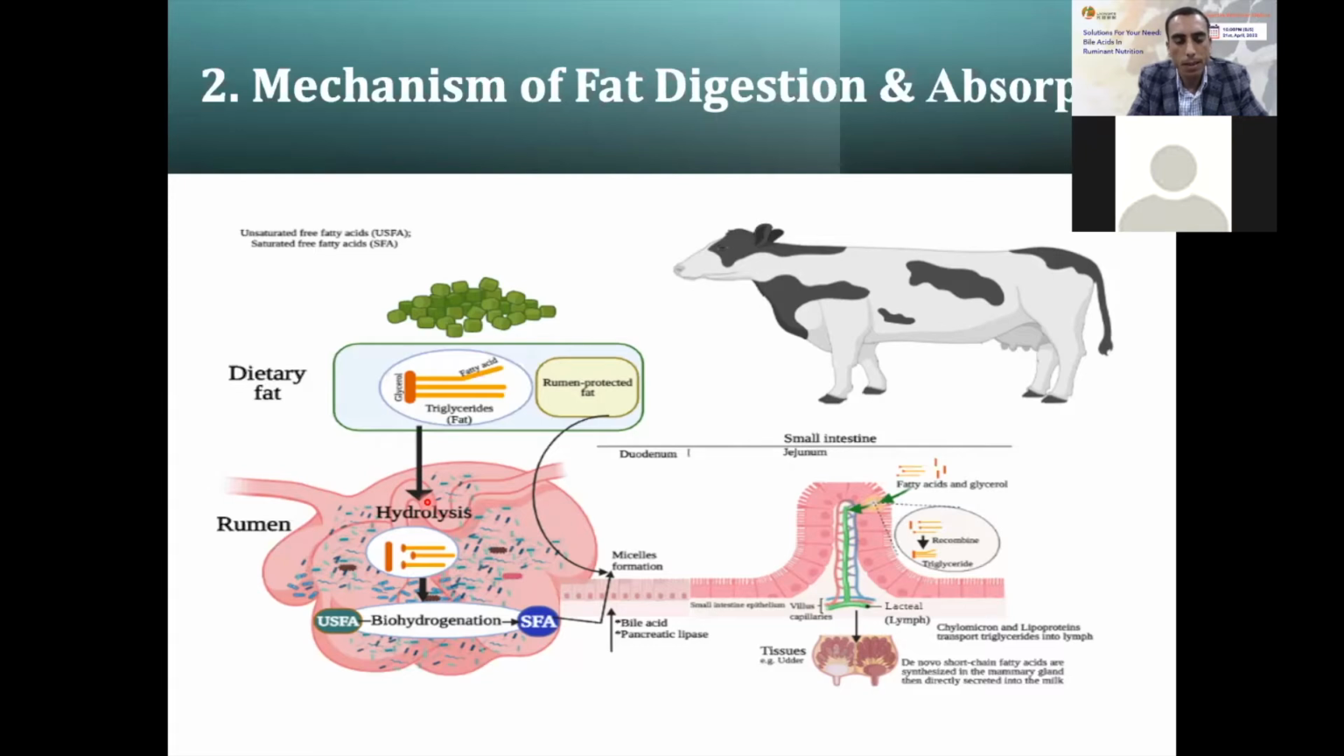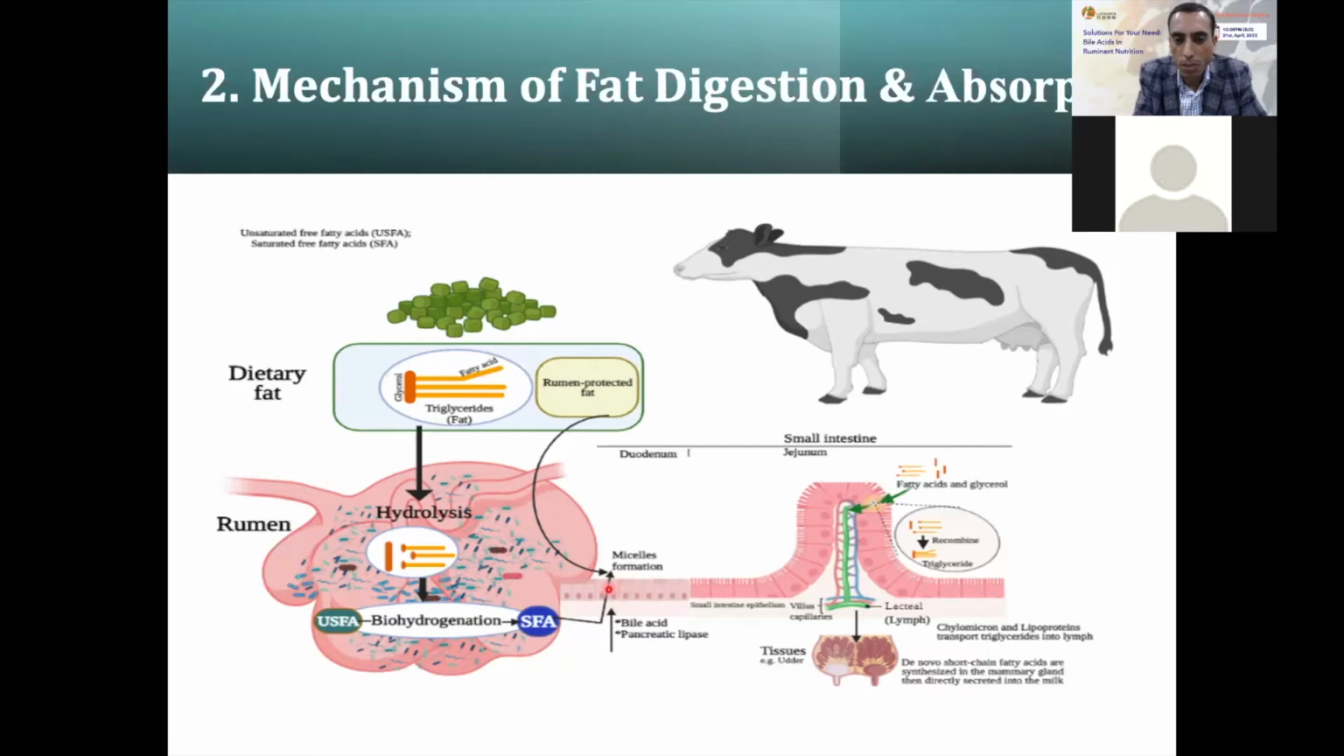The second step, which is also very important, is named biohydrogenation, and this step is also performed by microflora. The function of biohydrogenation is to convert unsaturated fatty acids to saturated fatty acids. After that, free fatty acids reach the small intestine. The small intestine contains three parts: duodenum, jejunum and ileum. In the first part, the duodenum, there is secretion of bile acid and lipase.